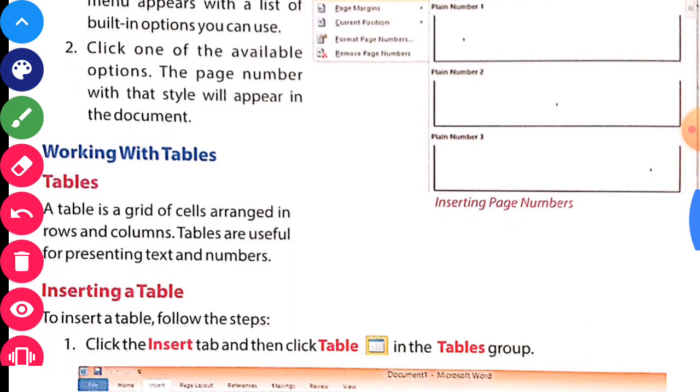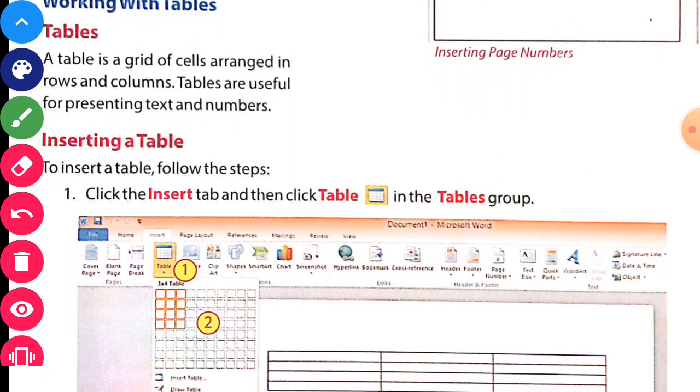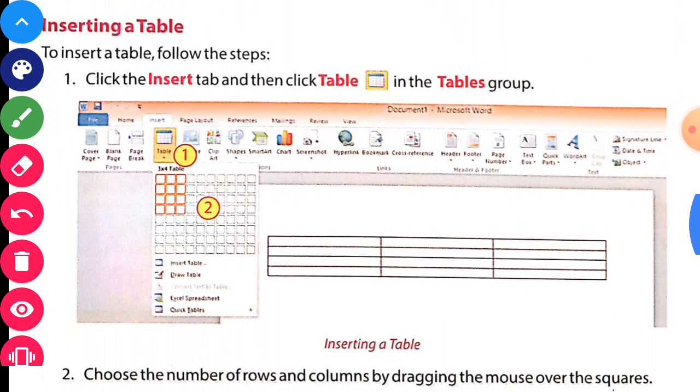Next, working with tables. A table is a grid of cells arranged in rows and columns. Okay, tables are useful for presenting text and numbers. Inserting a table. How we insert the table in the documents? To insert a table, follow these steps.